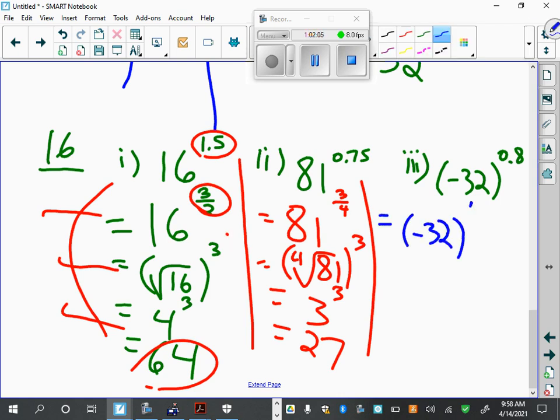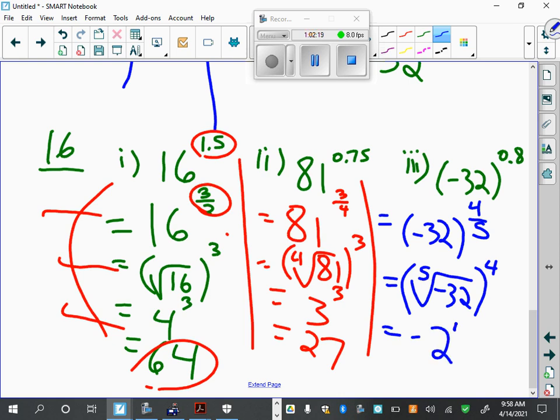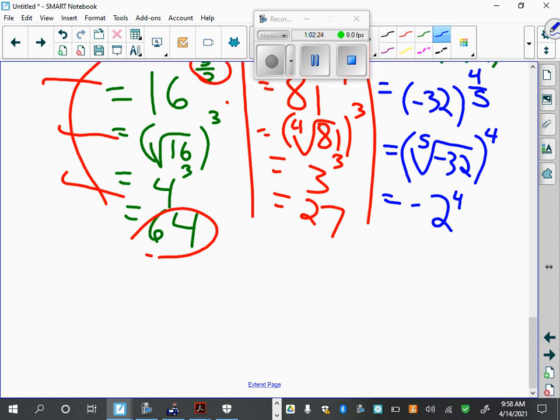-32 to the 4/5. This is the hardest one, probably. You guys don't put anything away. Finish this off. What's the 5th root of -32? Yeah, but you better not do this, because your calculator or your brain will give you the wrong answer. It's not -2 to the 4th, it's -2 all to the 4th. You need to put in brackets. So the answer, bless you, is 16. It's not -16.